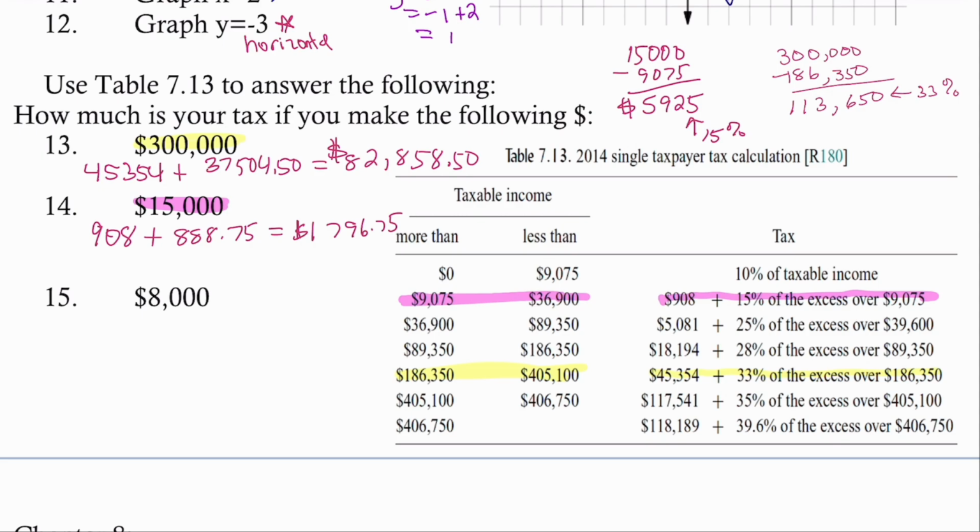One more. This one says we made $8,000, which is in this category. And so all you have to do is take 10% of your taxable income. So we're just going to do 8,000 times 10%. You can use 0.10, or if you have a percent button, you can hit the percent button, but 8,000 times 10% is $800. So that is how you use a taxable income chart.